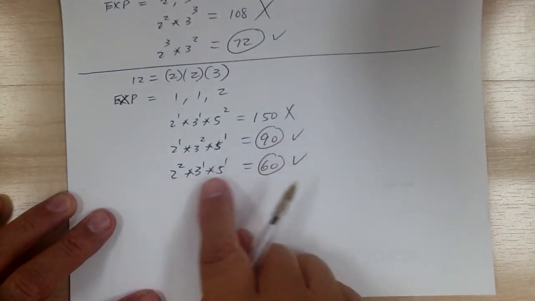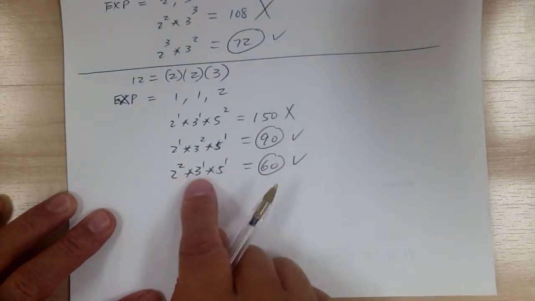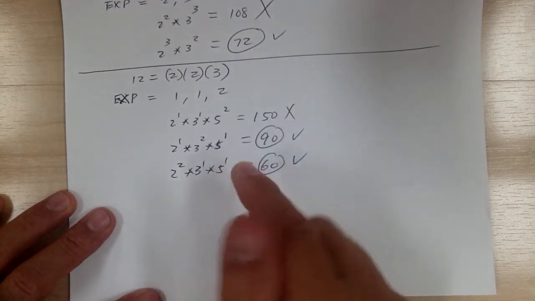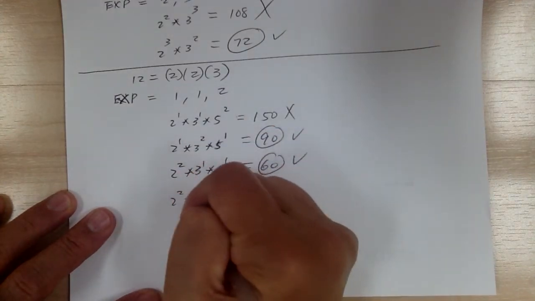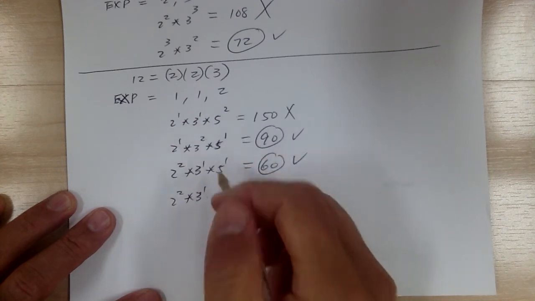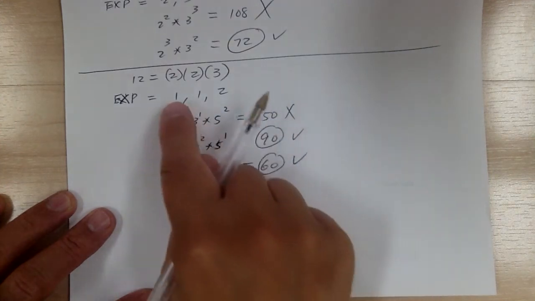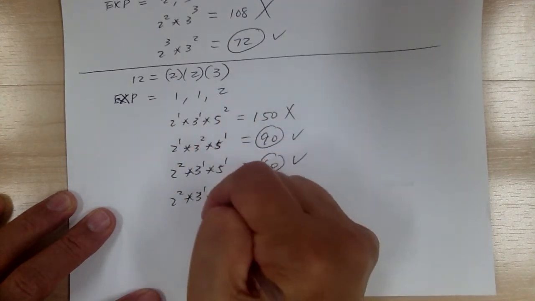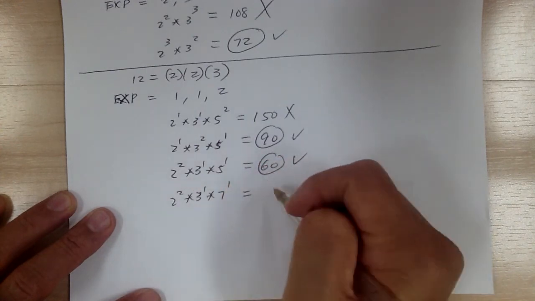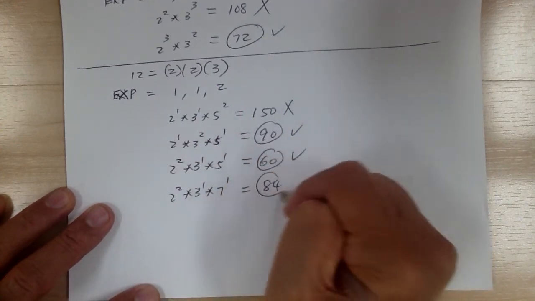Okay, but remember, 2, 3, 5 are not the only ones you can try. You can try 7. So you can do 2 squared, 3 to the 1, again, because all you have to do is have the exponent of 112, right? Okay, so times by 7 to the 1, and this will give you 84. So this one is still good.